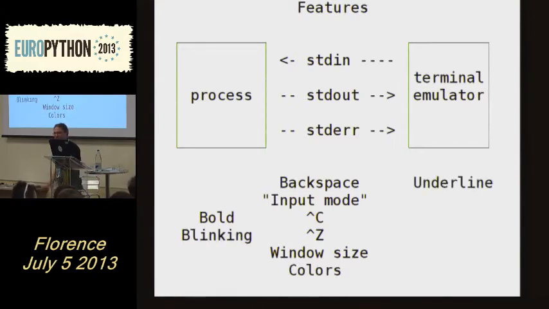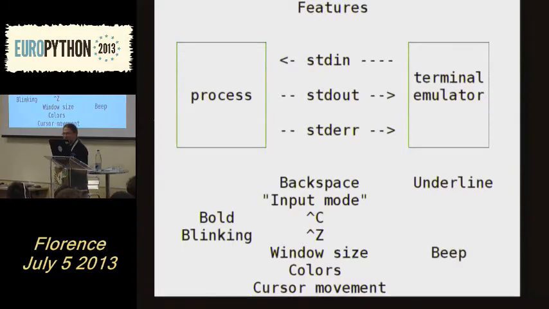You can get blinking text. You can also move the cursor. So if you want to write something in the middle of the screen, you send special characters that say, these are the coordinates I want the text to be displayed at. And it would. There's an ASCII code for beep.